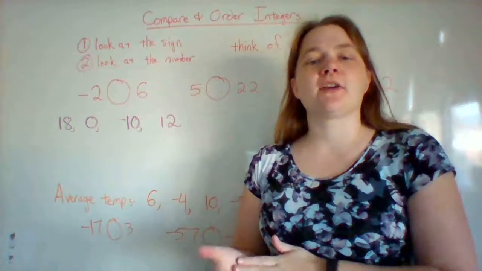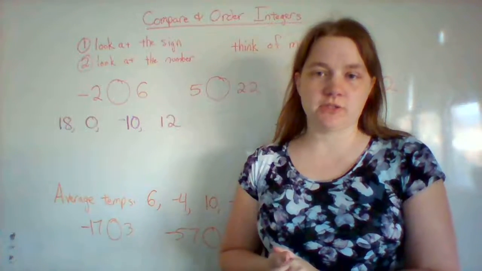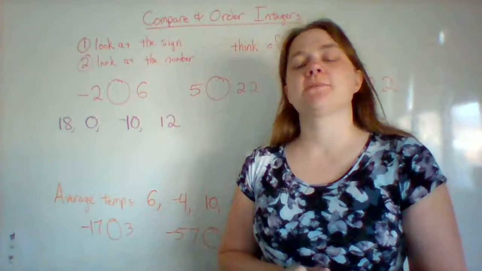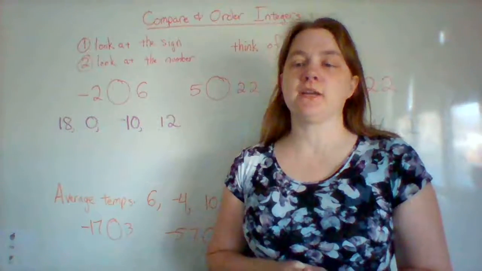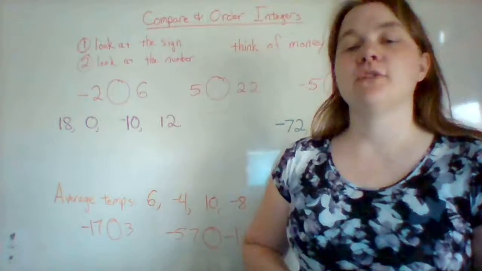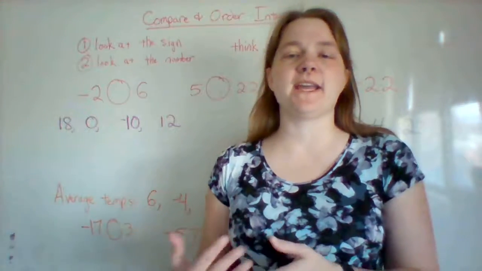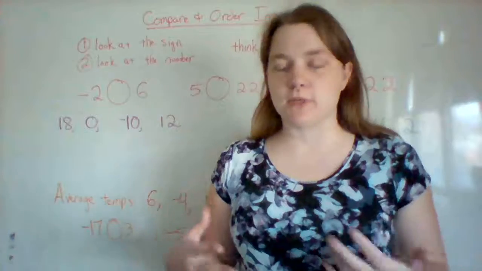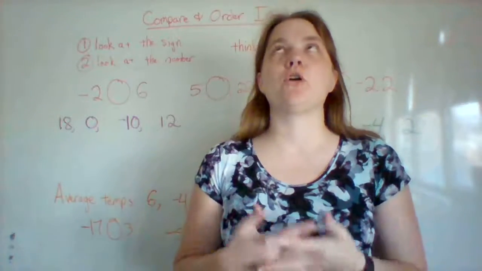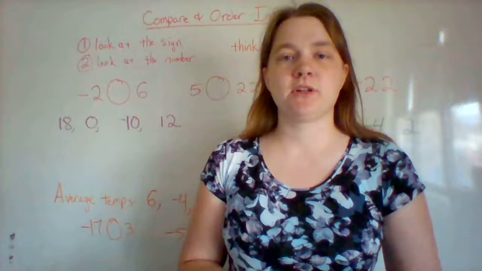This video is going to look at comparing and ordering integers. There are two main steps that you have to think of when comparing and ordering integers. The first thing you have to do is look at the sign. If you're comparing a positive number and a negative number together, then you know which one's going to be bigger. Positive numbers are always bigger than negative numbers.